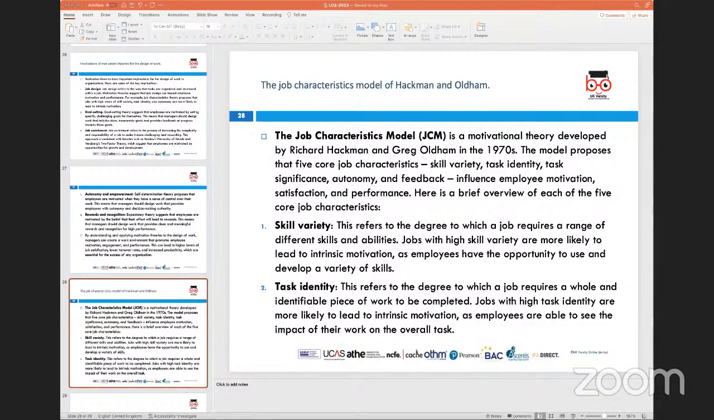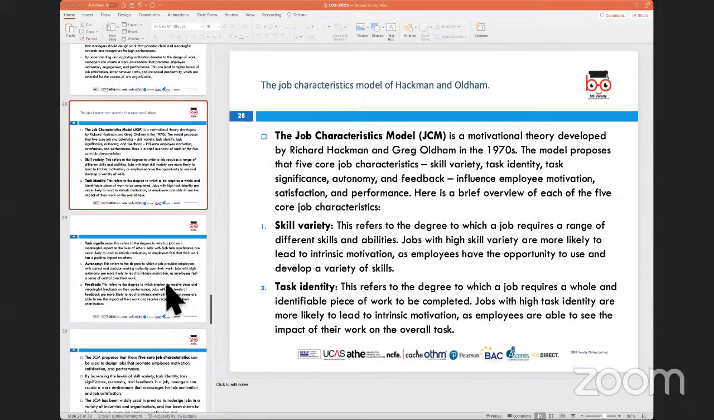So here is where you would look at task identity. Because you're weeding out candidates who are not meeting that criteria, by including task identity you are ensuring that you're going to shortlist candidates who are going to be meeting that criteria.